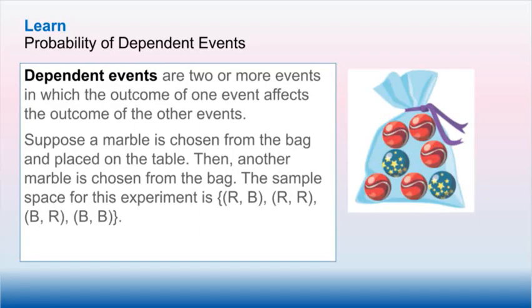Next, dependent events are 2 or more events in which the outcome of one event affects the outcome of the other. Suppose a marble is chosen from the bag and placed on the table. Then another marble is chosen from the bag. The sample space for this experiment is RB, RR, BR, and BB. With dependent events, you take one out, and there's one less left in there because you're not replacing it.